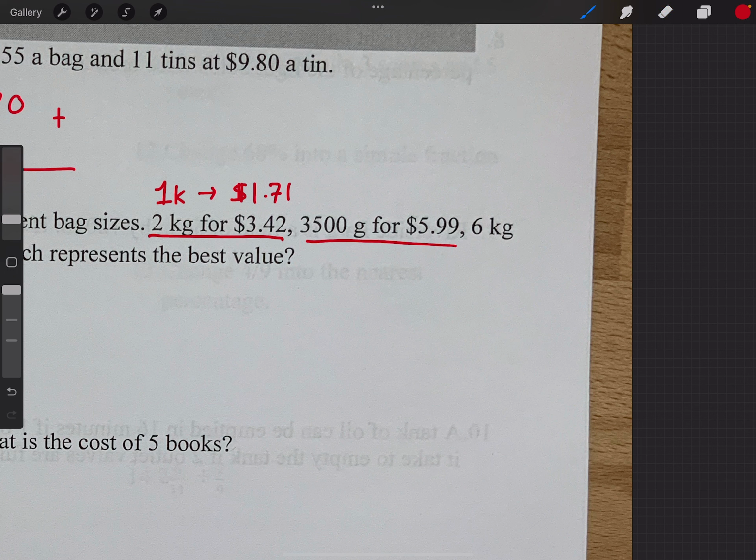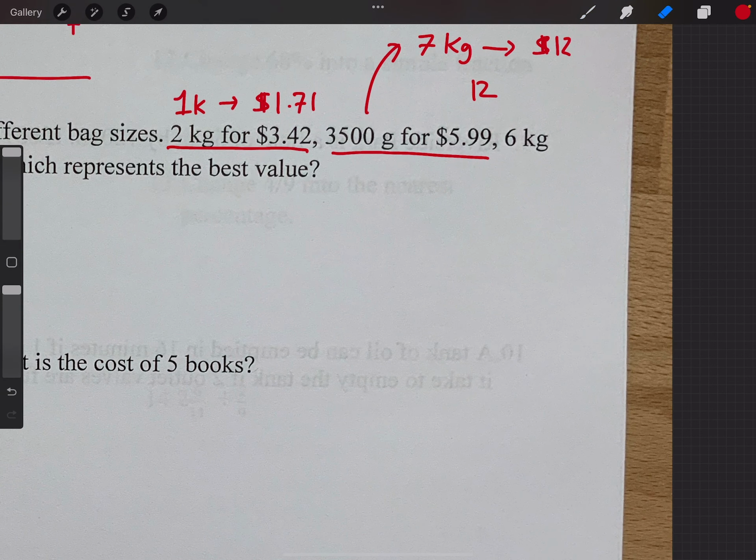This one is 3.5 kilograms, going to cost you about $6, let's say. So that's low. We can do $6 divided by 3.5, which will be pretty hard. So let's double it. This will be 7 kilograms, going to cost you $12. Now we can do 12 divided by 7, a bit easier. So $12 divided by 7. Let's see how much.